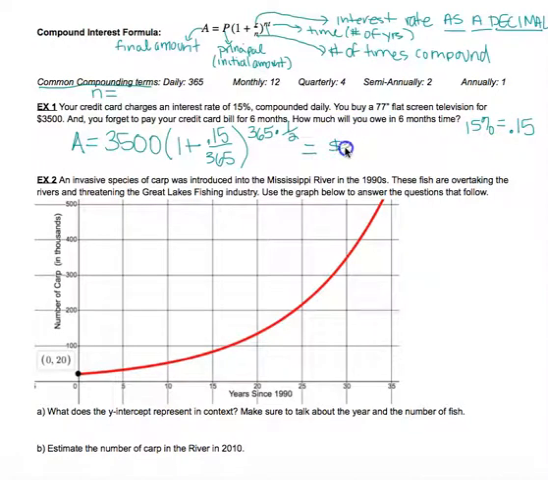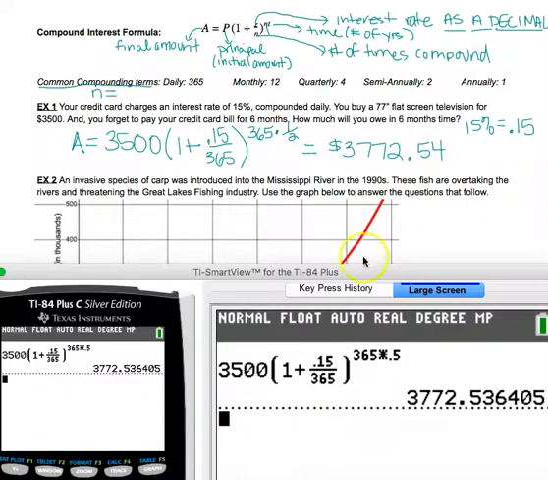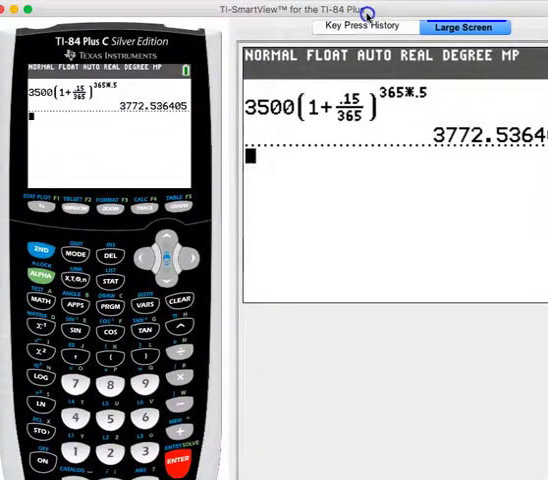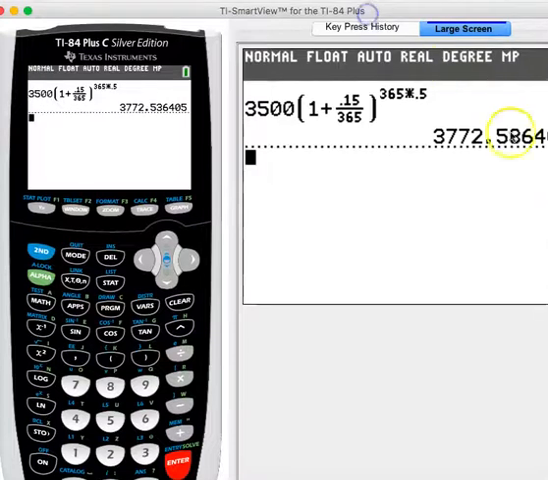So $3,772.54. Notice how I rounded. Unless it tells you otherwise, if we are talking about money and the answer is money, you should round to the nearest cent. If it specifically says round to the nearest $1,000 or to the nearest dollar, then obviously follow the directions. But in this case, it doesn't specify, so we round to the nearest cent.